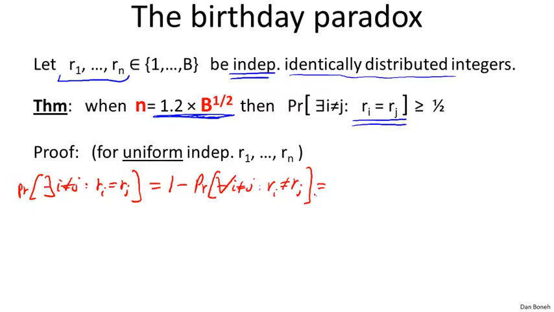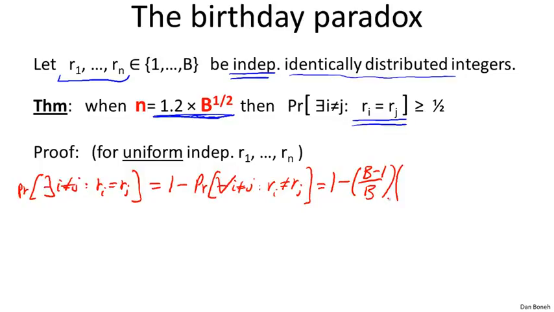Well, let's try to write this out more precisely. We're going to write this as 1 minus. And now when we choose r1, it's the first one we choose, so it's not going to collide with anything. But now let's look at what happens when we choose r2. What is the probability that r2 does not collide with r1? Well, r1 takes 1 slot, so there are b minus 1 slots that if r2 falls into, it's not going to collide with r1. So the probability that r2 does not collide with r1 is b minus 1 slots divided by all b possible slots.